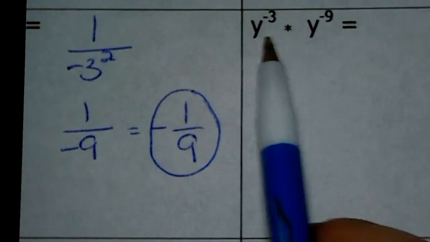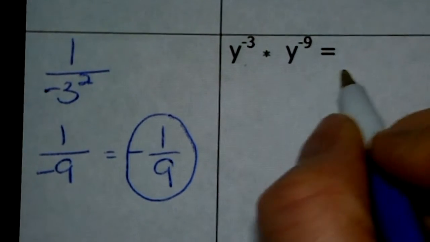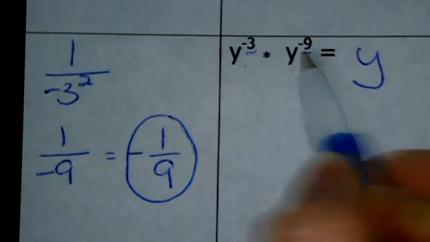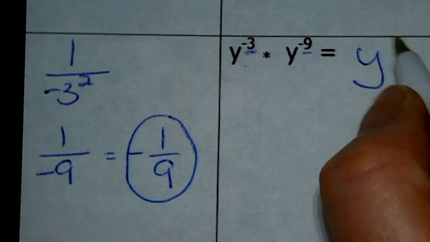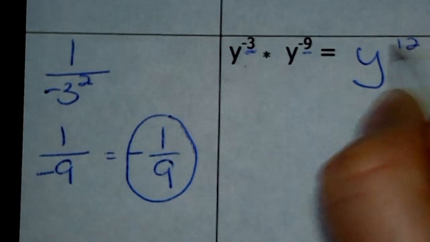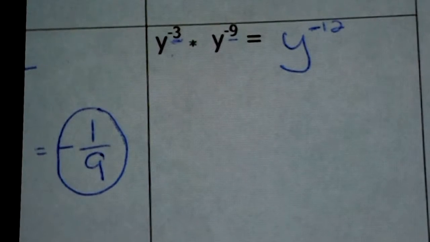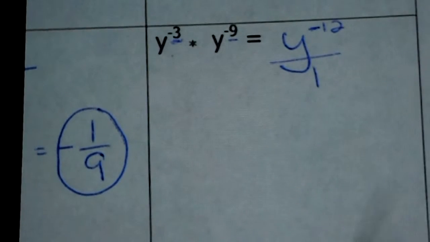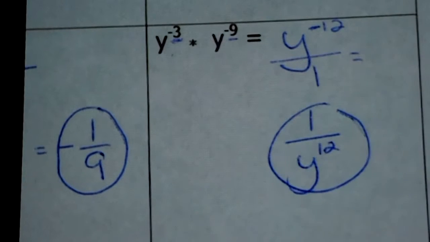Another one where I have the same base being repeatedly multiplied. Let's take care of that first. Bring over the base. Add your exponents. -3 plus -9. When you are adding integers that have the same sign, you add the digits and keep the sign. So this is really y to the -12th power. To get rid of that -12 and make it a +12, I need to push this to the denominator. So 1 over y to the +12th power is the same as y to the -12th power.